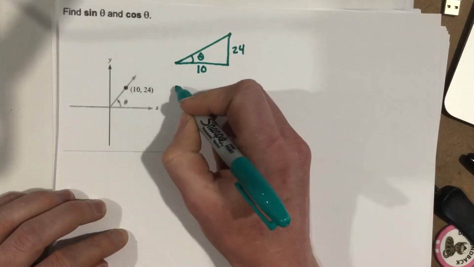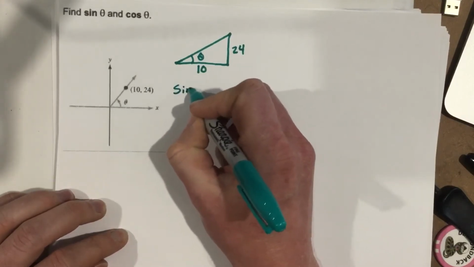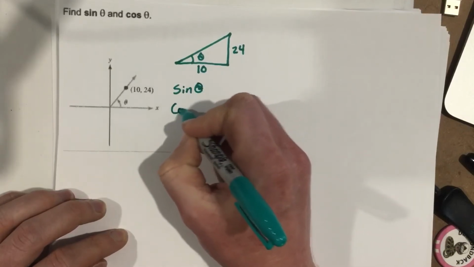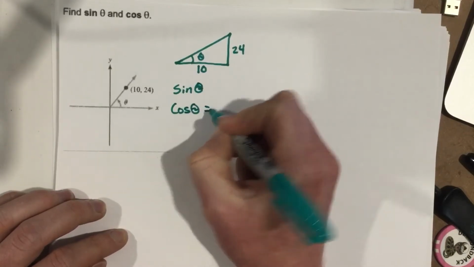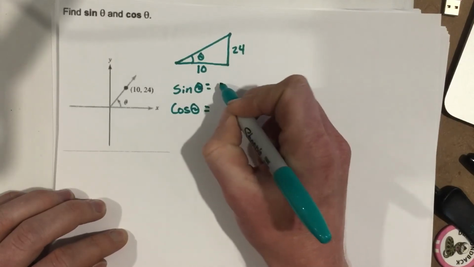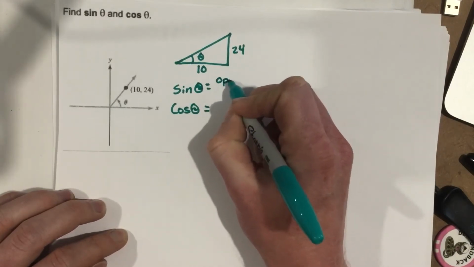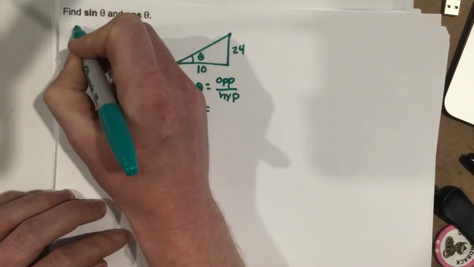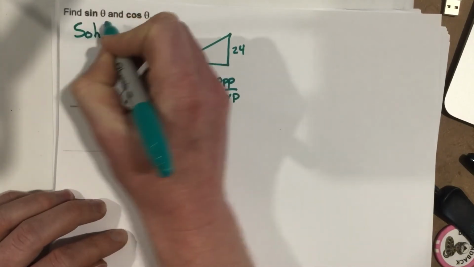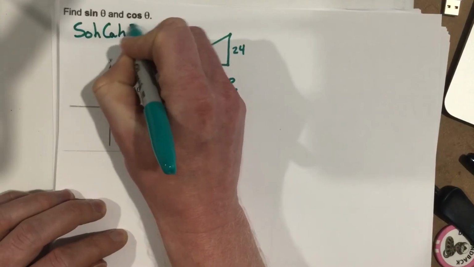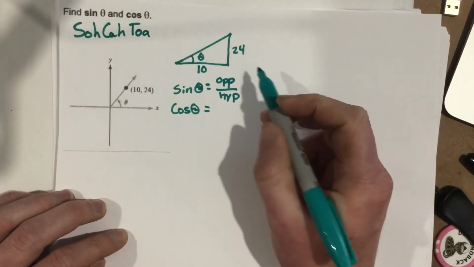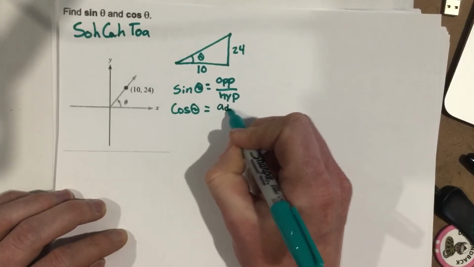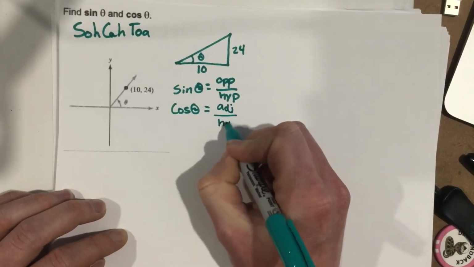Now they want us to find sine theta and cosine theta. So we've got to remember two things here. Sine theta we know is the opposite over the hypotenuse. All right, if we go back to SOHCAHTOA, sine theta is opposite over hypotenuse. Cosine theta is adjacent over hypotenuse.